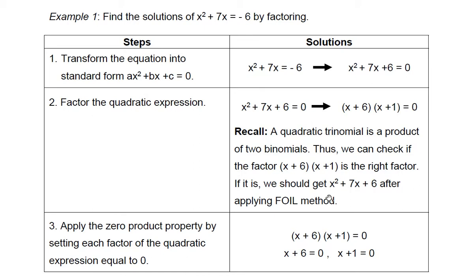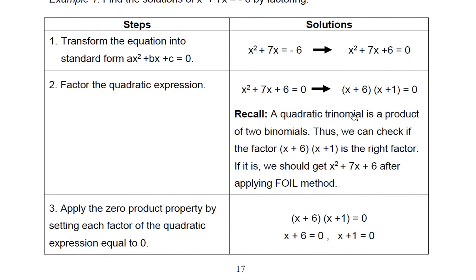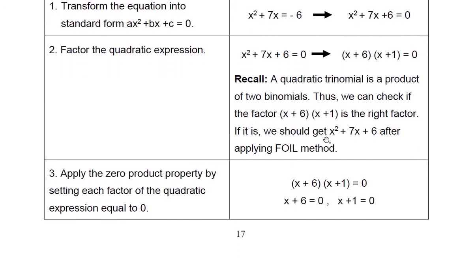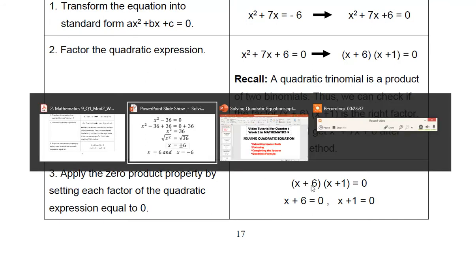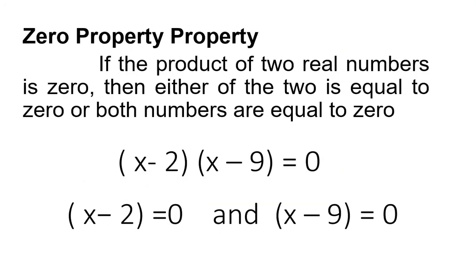If we're going to use the FOIL method, so babalik din to dito. Proceed tayo. So after you get the product, apply the zero product property. So zero product property, ano bang zero product property? Pakita ko lang. Okay, the zero product property ito.